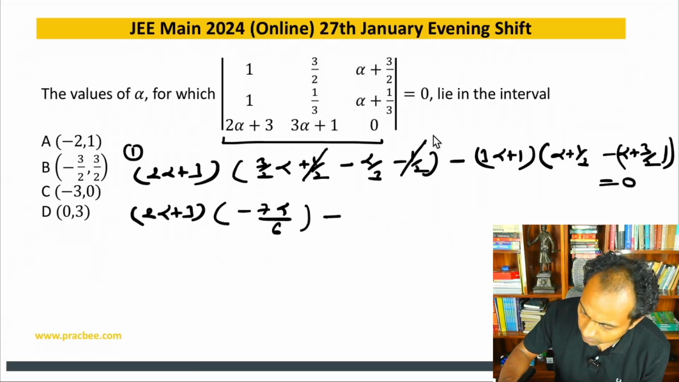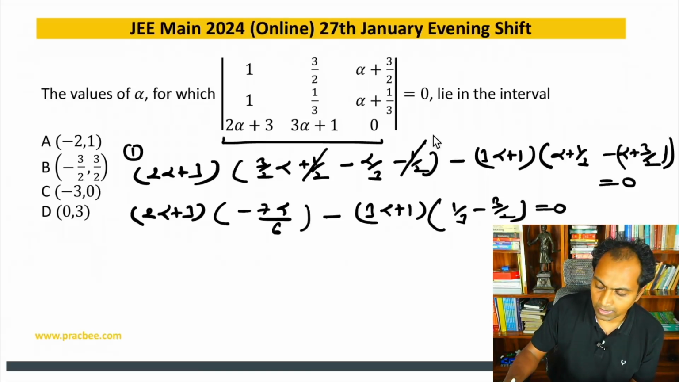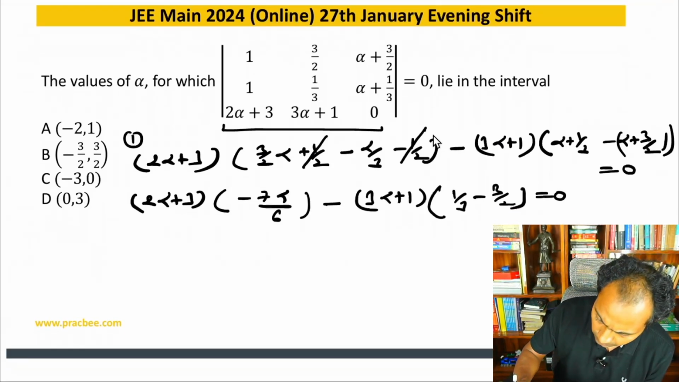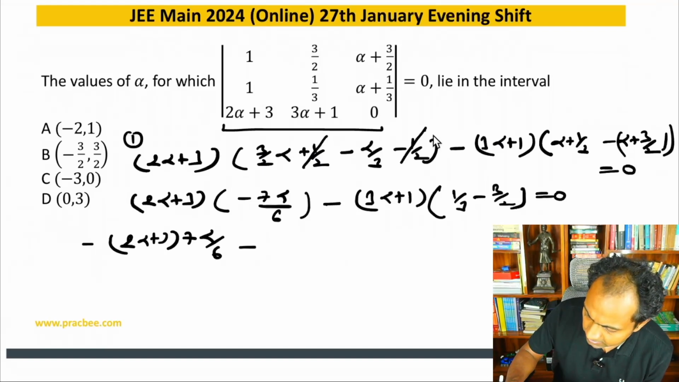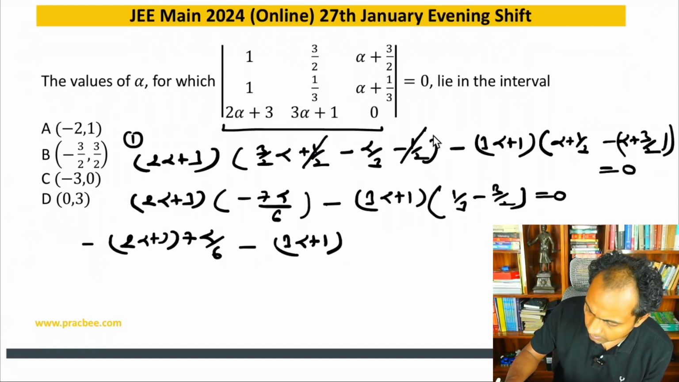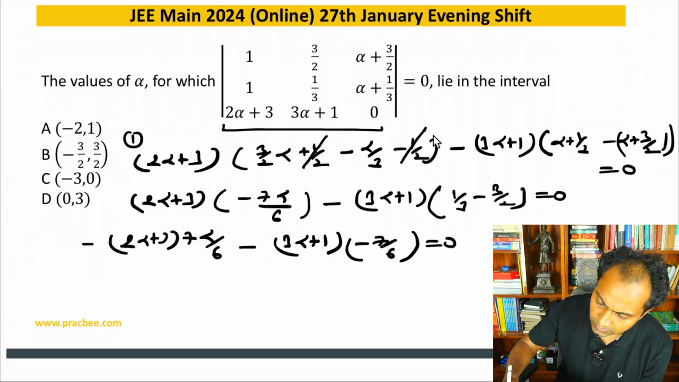In the next part, what we have is nothing but 3 alpha plus 1. And again, if I simplify, alpha will get cancelled out, and this becomes 1 by 3 minus 3 by 2 is equal to 0. And again, if I simplify the next step, this is 2 alpha plus 3 minus 7 alpha by 6, and this is minus times 3 alpha plus 1. This will become 2 minus 9, which is minus 7 by 6, is equal to 0. This is what we are getting. This will be a plus sign.